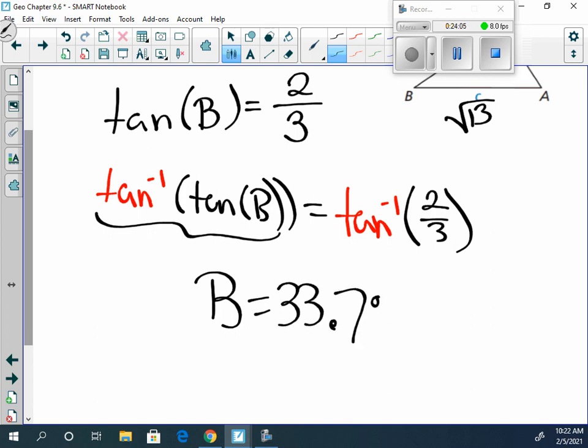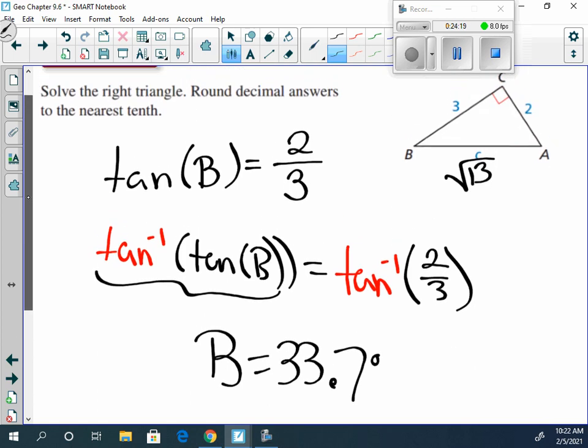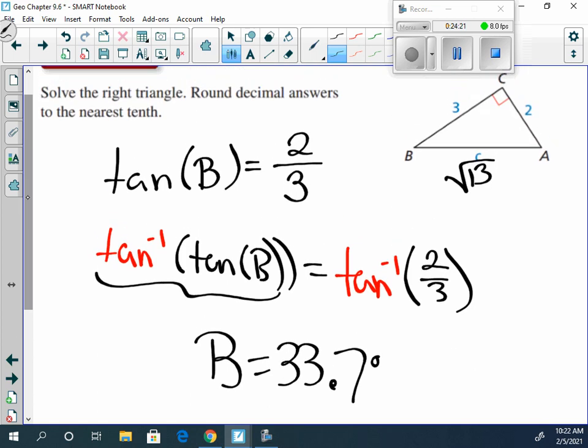So I have to type in tangent inverse of 2/3. And we all agree with 33.7? Hey, that's really nice, because now since we have this setup, we can find the value of an angle. So the value of this angle here is 33.7. Any questions on this here?